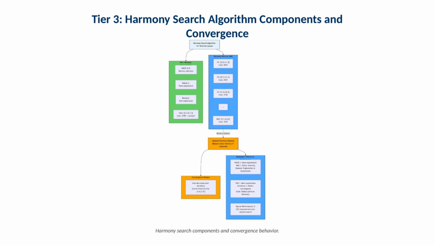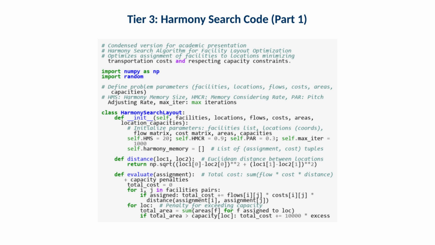This figure presents the key components of harmony search, including the harmony memory and the improvisation mechanism. The convergence curve illustrates how solution quality improves over iterations as the algorithm learns better combinations of facility placements. This code defines the harmony search framework and sets key parameters such as harmony memory size, memory considering rate, pitch adjusting rate, and the maximum iteration count.